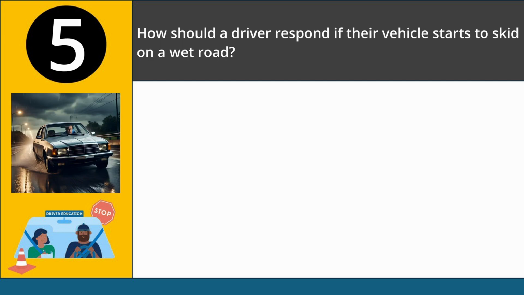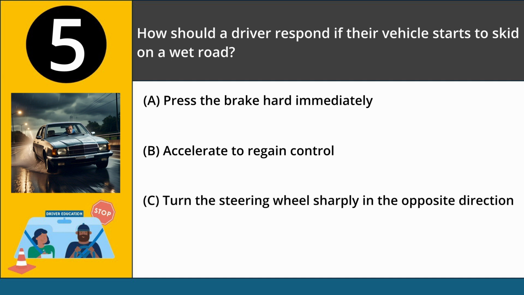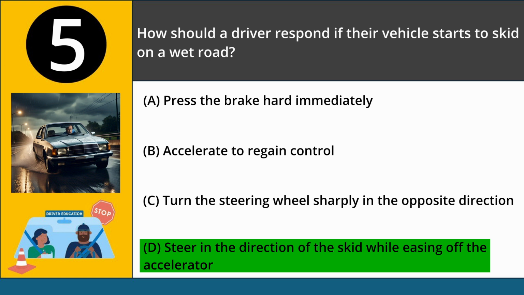How should a driver respond if their vehicle starts to skid on a wet road? A. Press the brake hard immediately. B. Accelerate to regain control. C. Turn the steering wheel sharply in the opposite direction. D. Steer in the direction of the skid while easing off the accelerator. Answer: D. This technique helps regain traction and control of the vehicle.